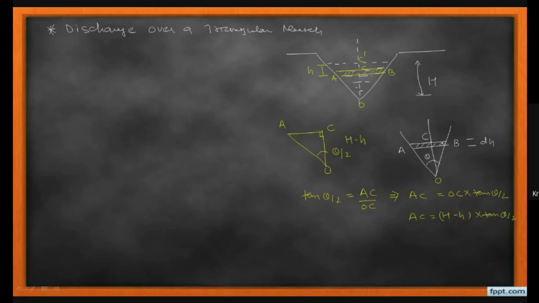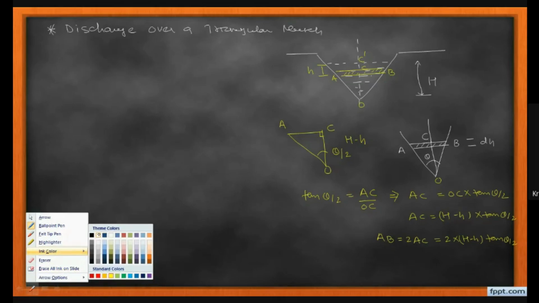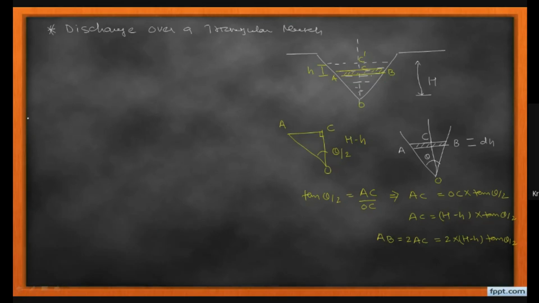Now the width of this strip is AB, which is double of this AC. So AB equals 2 times AC. So we get 2 into capital H minus small h into tan theta by 2. And AB is the width of the strips. So students, now we start with these derivations. So here let us consider capital H is the head of water, or head of the fluids, and theta is the angle of notch.